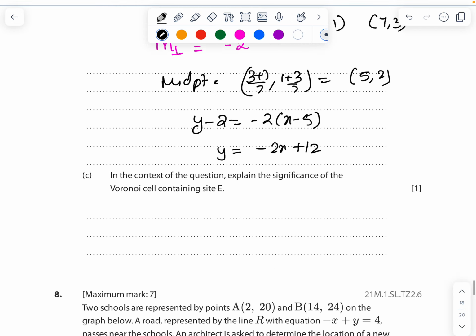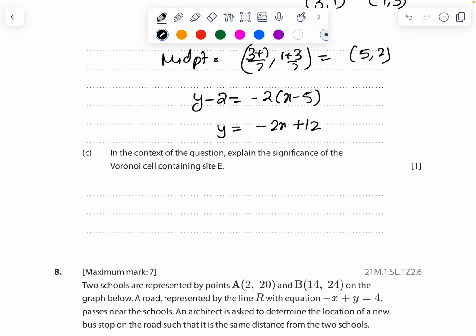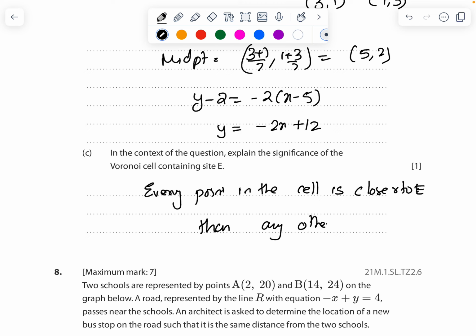In this context, explain the significance of the Voronoi cell containing E. So what am I going to write? Every point in the cell is closer to E than any other snow shelter.